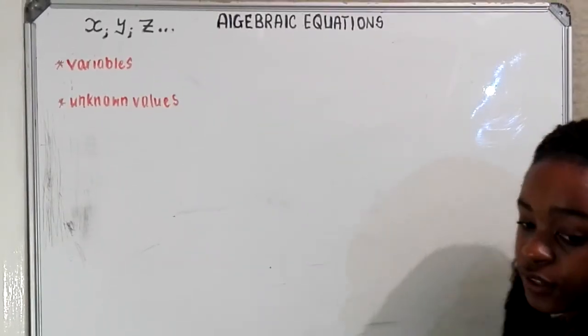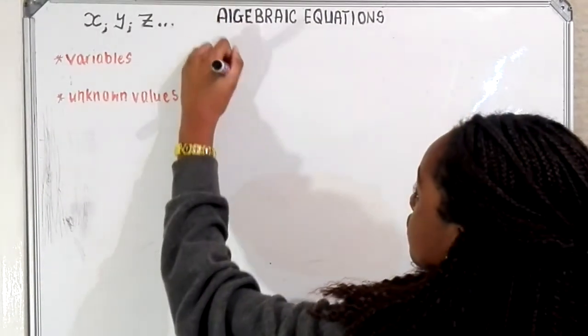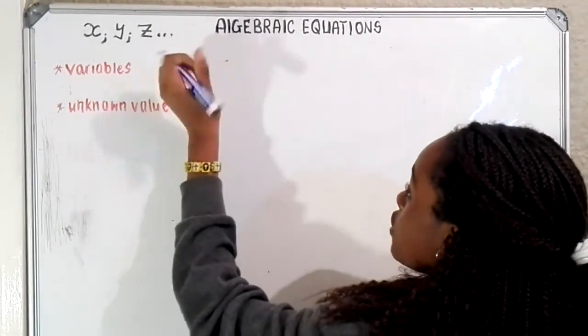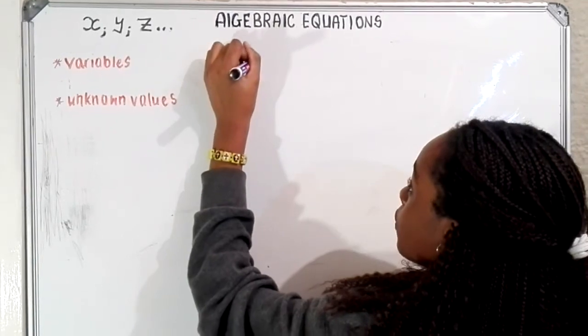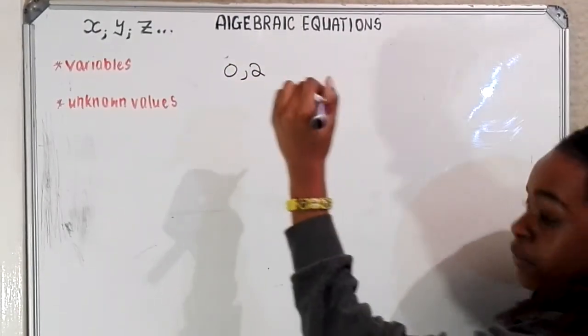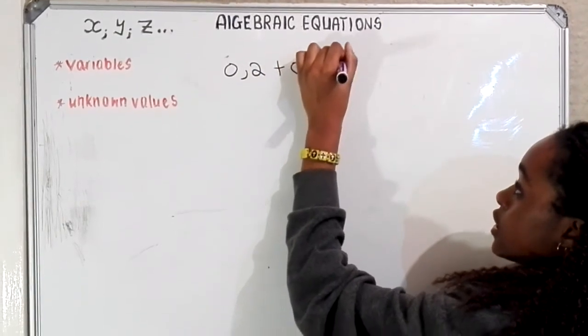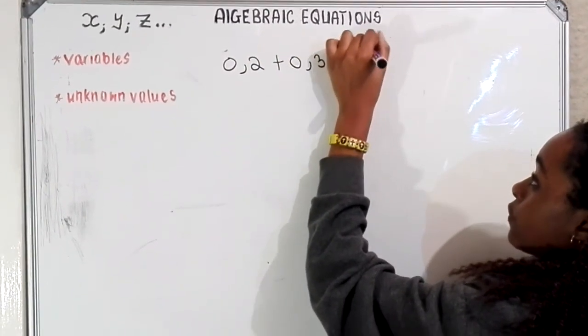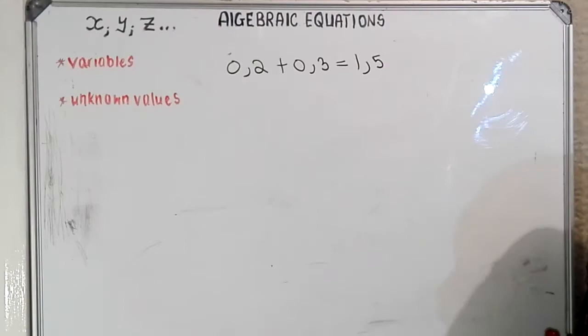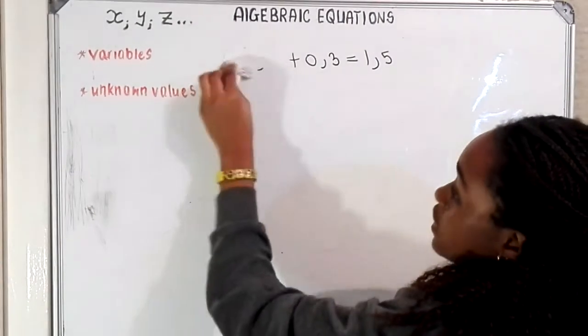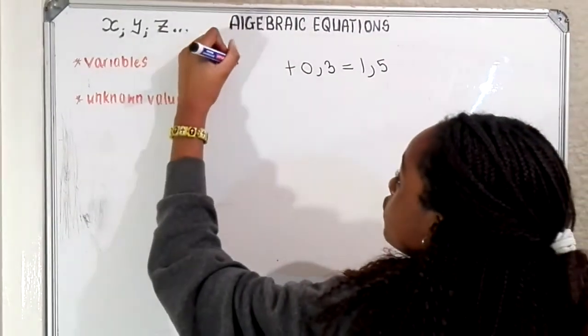Okay, this is our last one. Let's try one with decimals. Say we have 0.2 plus 0.3 is equal to 1.5, right? Okay, so we have one with decimals. Feel free to pause this video and try it on your own, okay? Okay, sorry, there's an x missing from here, so we have 0.2x, okay?